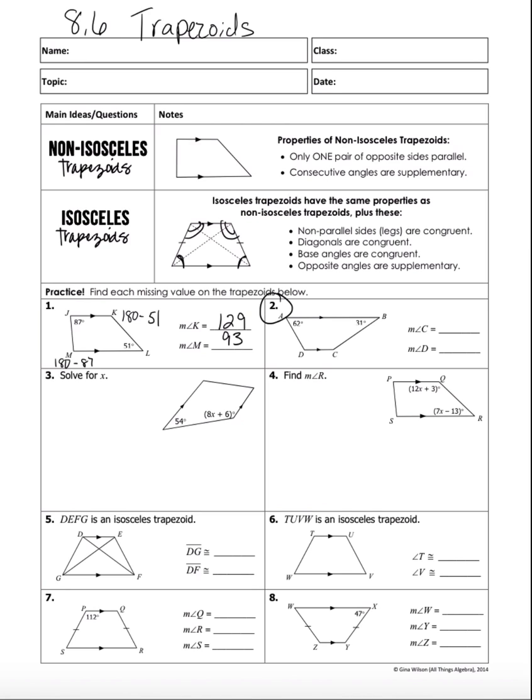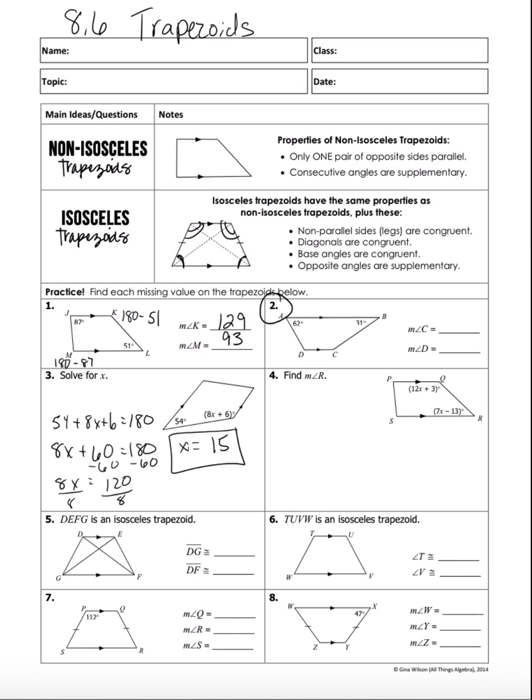Number 3, here are the parallel lines. These angles are consecutive, so they're going to add up to 180. That's 54 plus 8x plus 6 equals 180. So that's 8x plus 60 equals 180. 8x equals 120. Divide by 8. x equals 15. And it just asked for x there, so that's it. Okay?